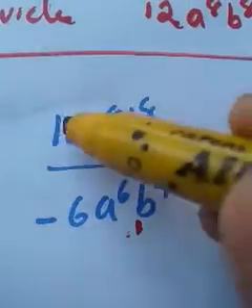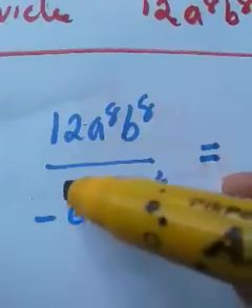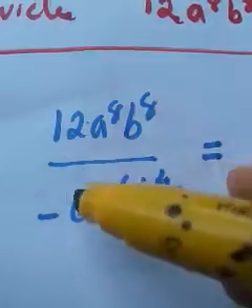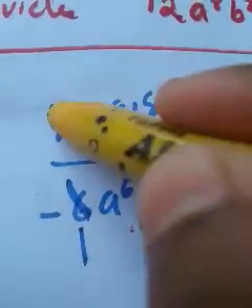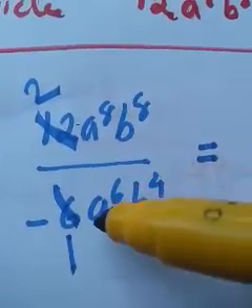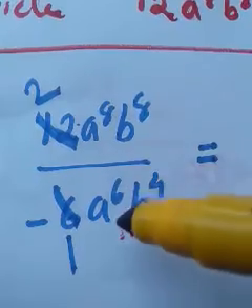Now just see, 12 and 6, can you cancel? By which number can you cancel 6 and 12? 6. By 6 you can cancel 6 and 12. In 6, how many 6? 1. In 12, how many 6? 2. So that we have cancelled. Then a raised to 6 and a raised to 8 can be cancelled.